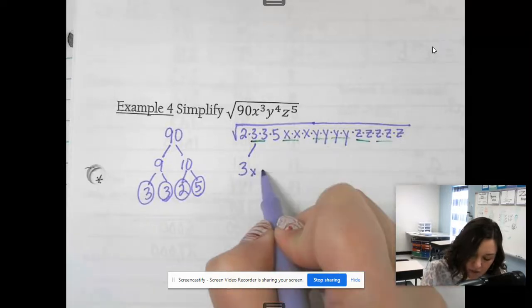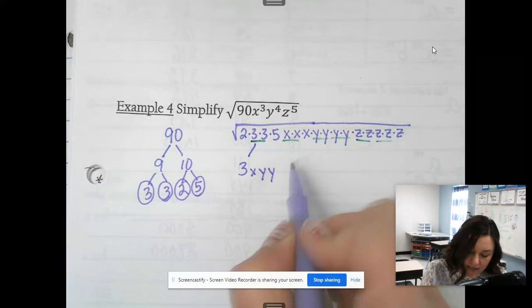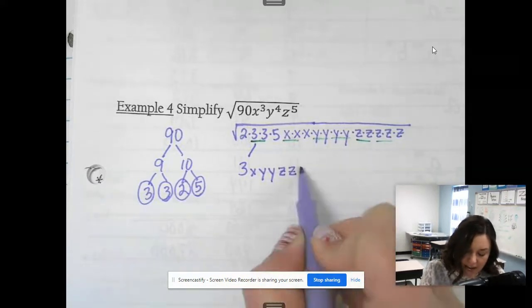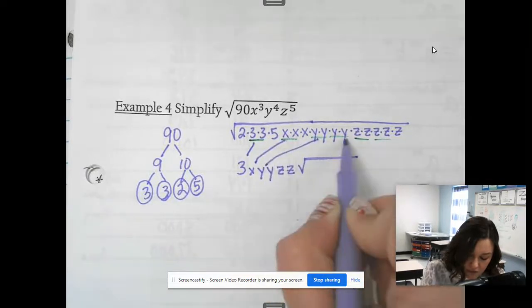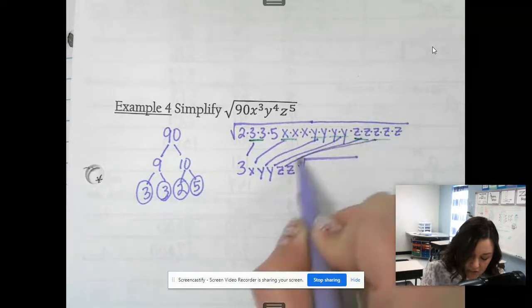I'm going to bring the y and then another y because there were 2 pairs of y's, and then the z and another z because there were 2 pairs of z's. And then everything that I did not bring out front, I'm just drawing these lines to show you where they came from. You don't have to draw these lines.